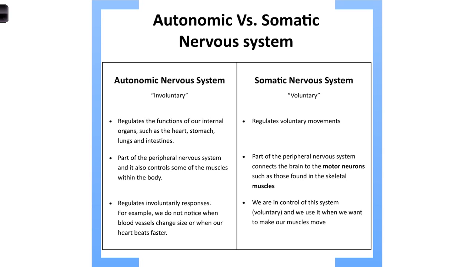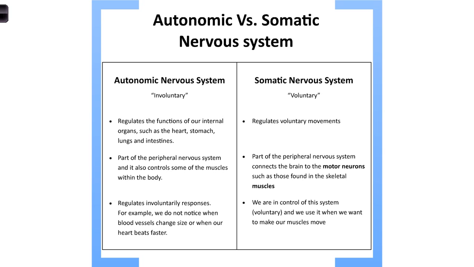The somatic nervous system is all the voluntary movements. That's literally moving my arm, picking up a glass, anything like that. It's part of the peripheral nervous system. It's those motor neurons that activate what we call the skeletal muscle. That's the muscle that's attached to our skeleton, to make us move. This is a system that we are in control of. So it's voluntary, and we use it when we want to make muscles or parts of our body move. That's basically the difference.